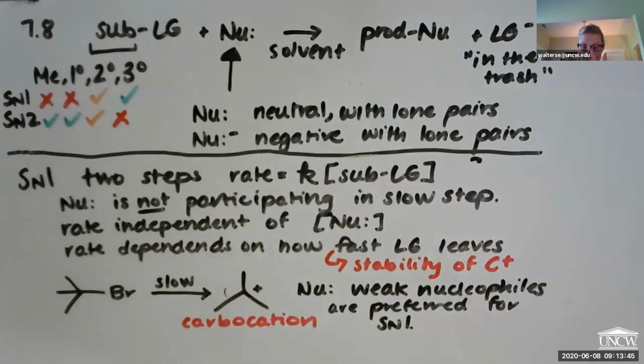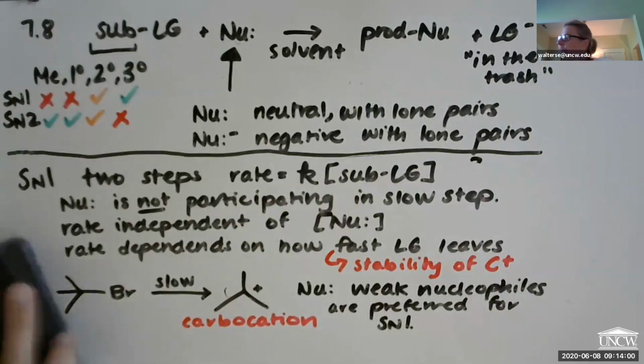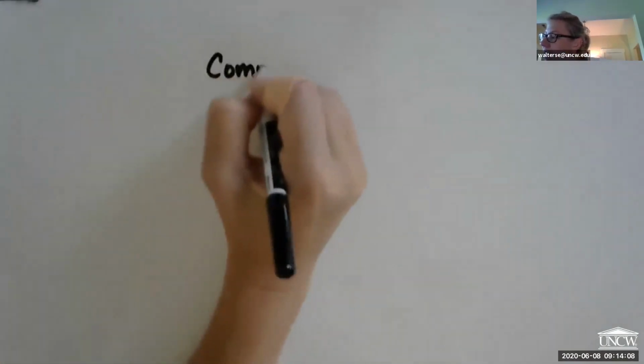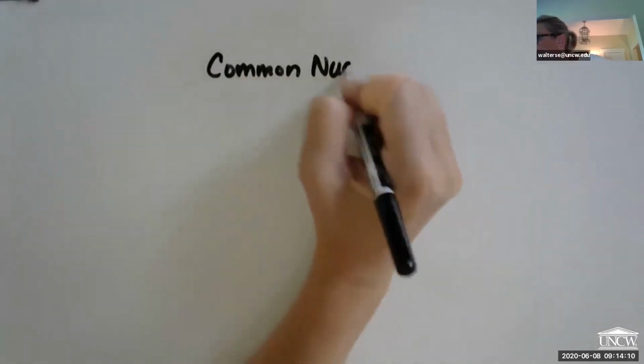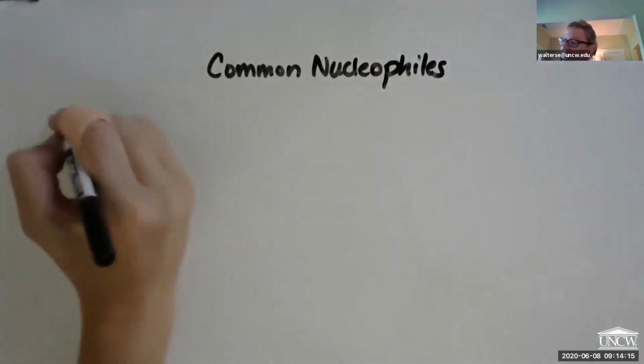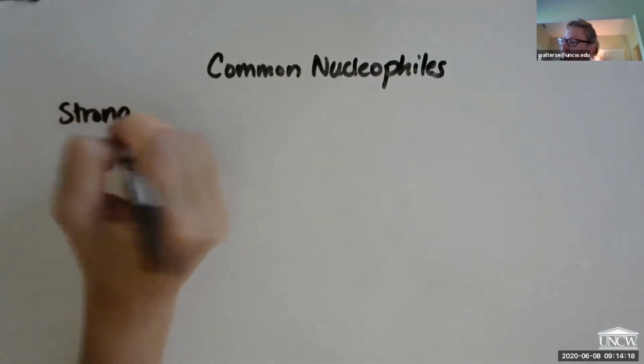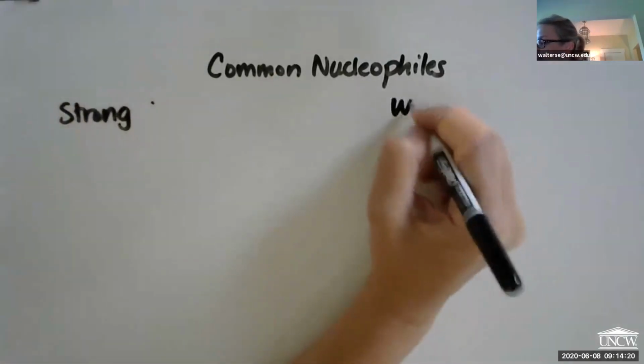So let's make a list of various types of nucleophiles, unless there are any questions before we move on. All right, so here is a list of some common nucleophiles. And we're going to classify them as strong and then weak.